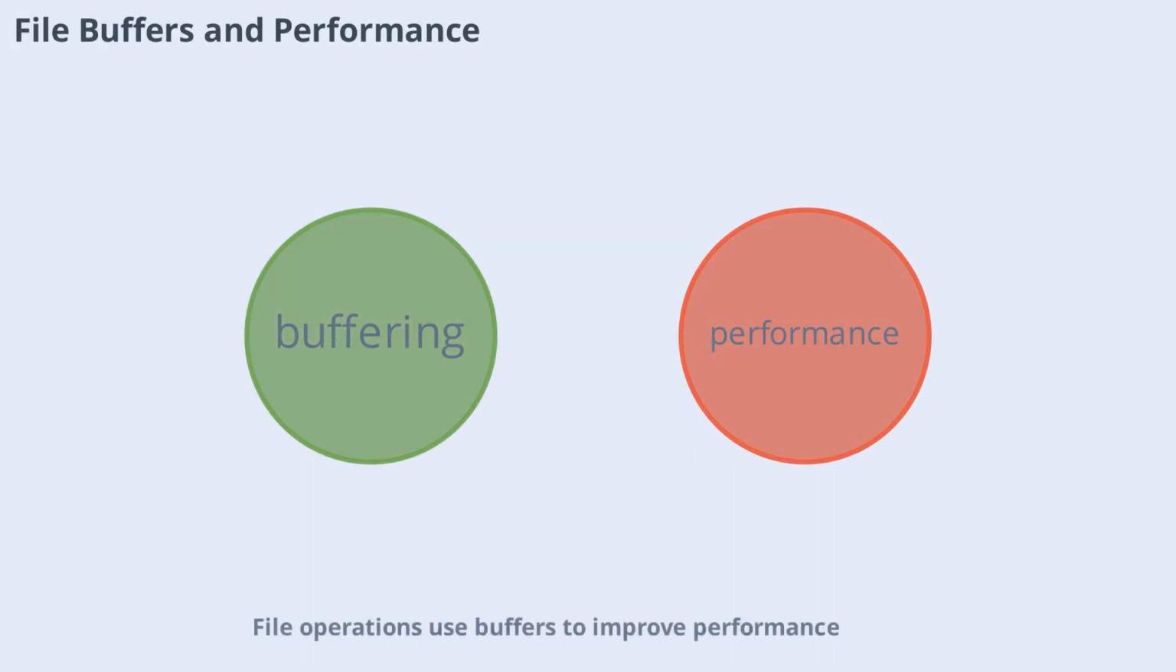File operations use buffers to improve performance. Buffering means data is temporarily held in memory before being written to disk. You can control buffering with the buffering parameter in open. Understanding buffering helps you optimize performance, especially for large or frequent file operations.